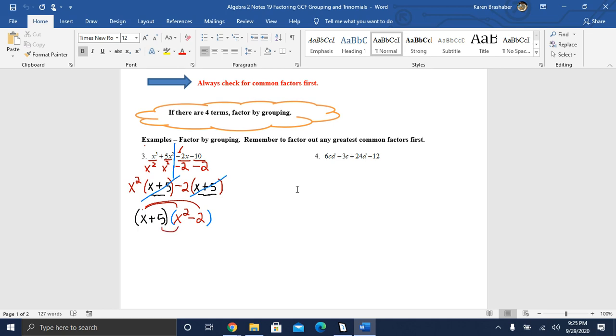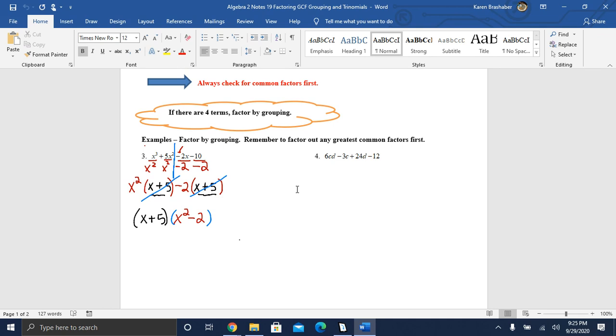If we were to take 5 times x squared, we would get a 5x squared. And if we were to take 5 times -2, we would get a 10. So we have just found what multiplies to give us the expression that we started off with in the beginning. So that's what it means to factor. And these problems are all going to end up with 2 parentheses. That's what your goal is.